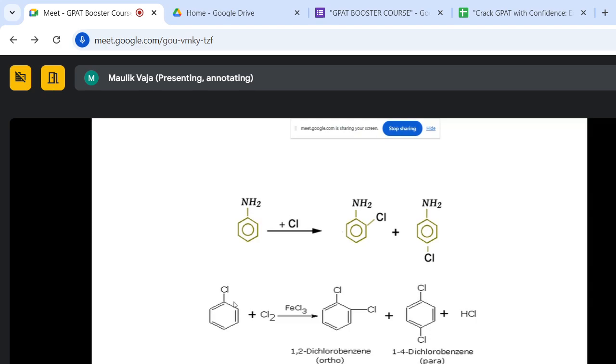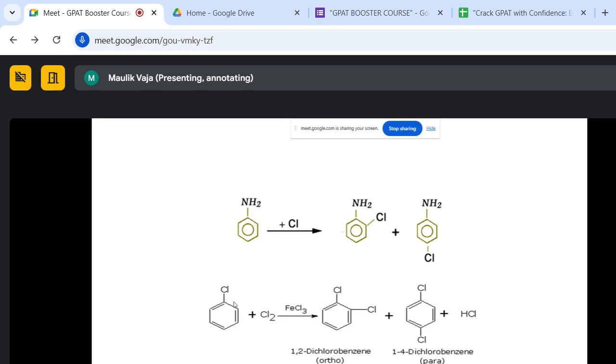Because of the inductive effect, it withdraws electrons from the aromatic ring. But because of the resonating effect, it gives ortho para product.